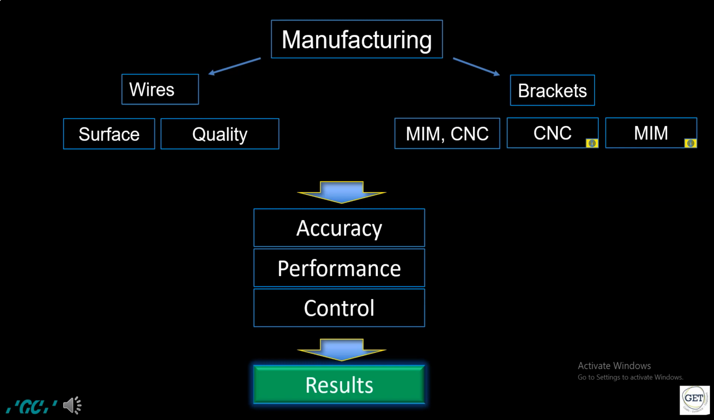Together with brackets, the wires are extremely important by their physical and surface properties to provide the optimal force and resistance, which are essential for the treatment progress and for the prescription manifestation. Accuracy and performance provide the clinician the best required control for teeth movement and influence directly the results.